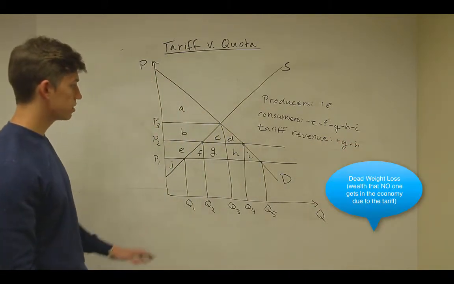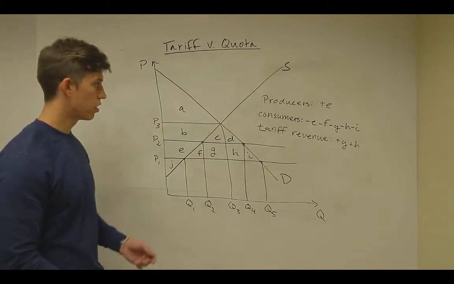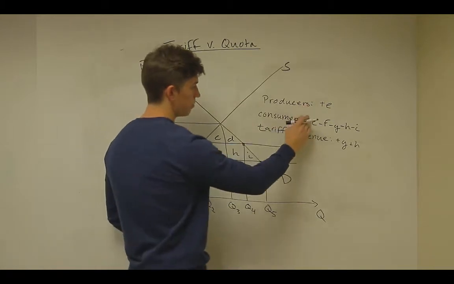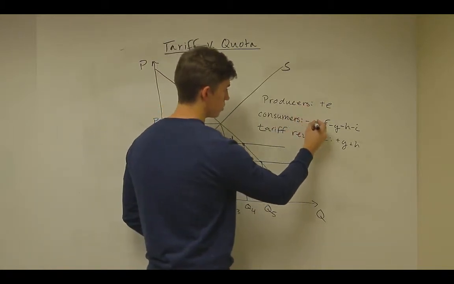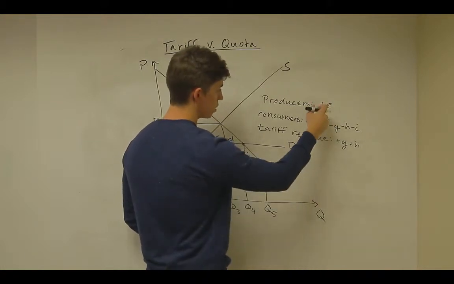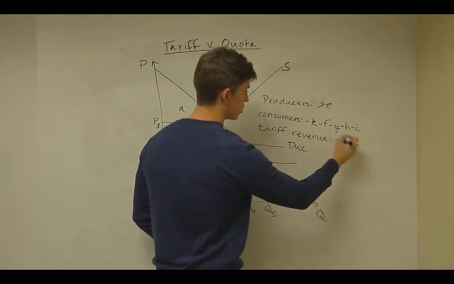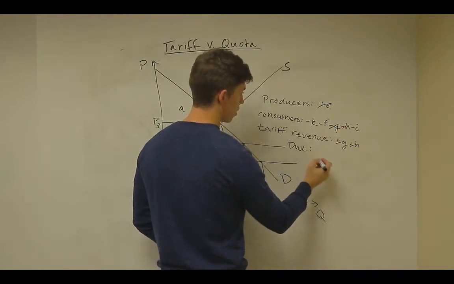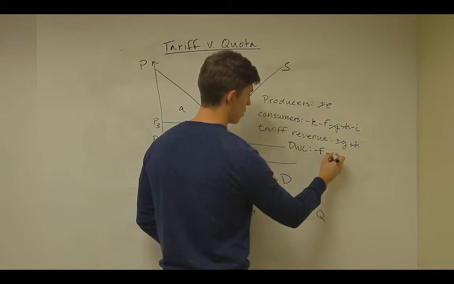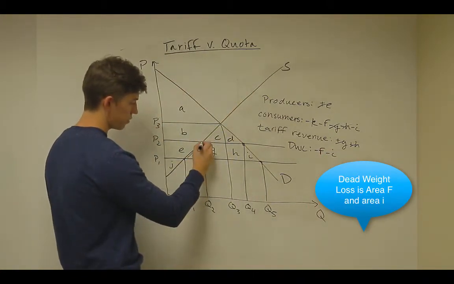So the deadweight loss is whatever is left, the net loss in the economy, if there is one, from this tariff. Well, the E's are going to cancel from the producers and the consumers. So I'll just write deadweight loss here. And the E's are going to cancel. The G's and the H's cancel. So the deadweight loss is minus F minus I. Right? So these two triangles here are the deadweight loss from a tariff.